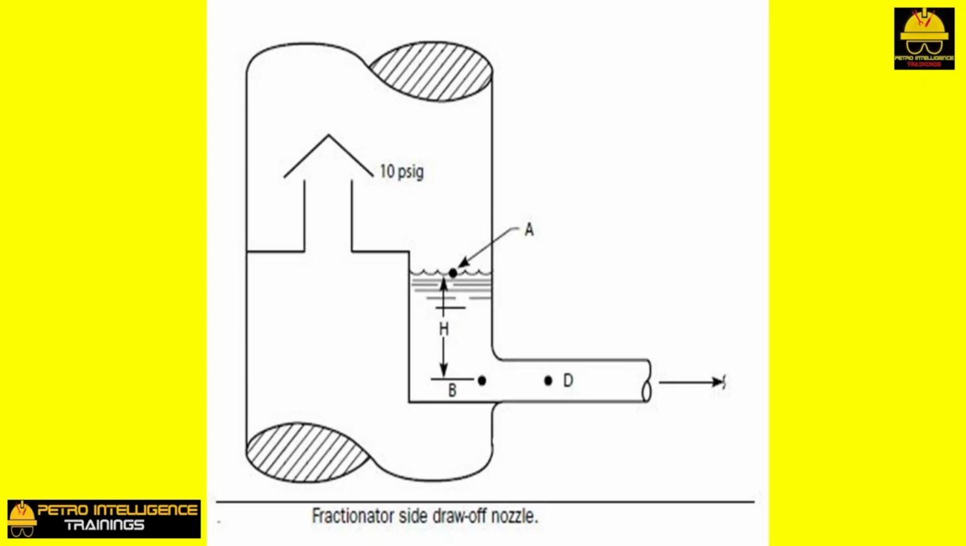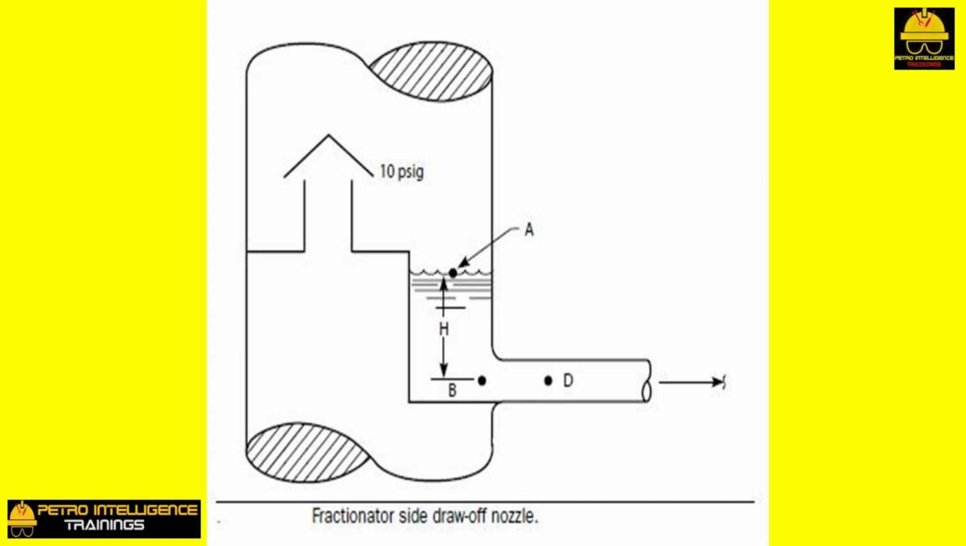This picture illustrates the side draw-off of a fractionator. The liquid at point A is at its bubble or boiling point. We can be quite sure that this is true, because the liquid and vapor are in intimate contact at the vapor-liquid interface. We say that the vapor is at its dew point, and that the liquid is at its bubble point. But how about the liquid at point B?